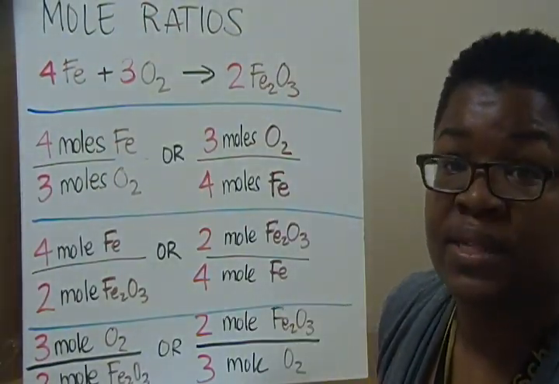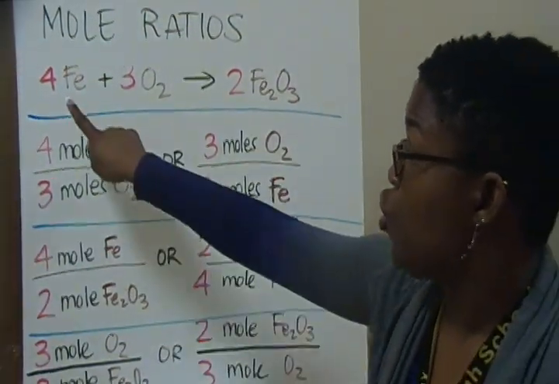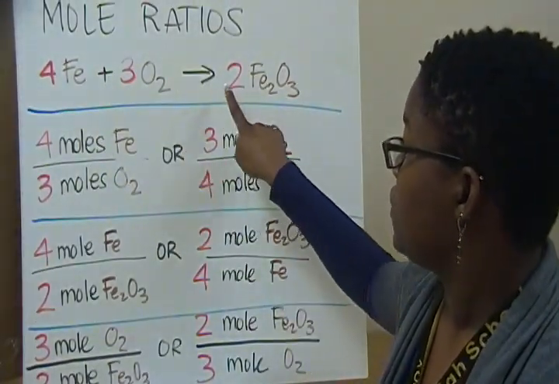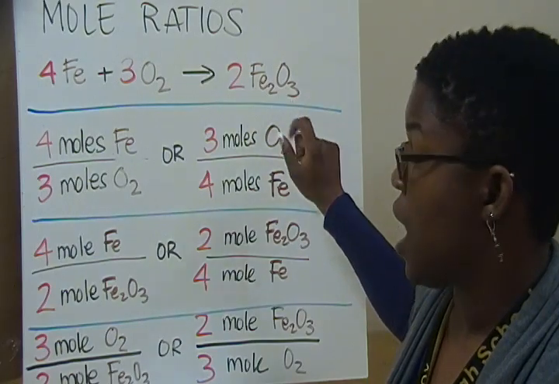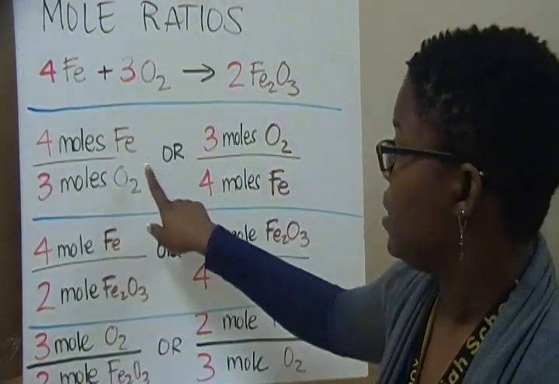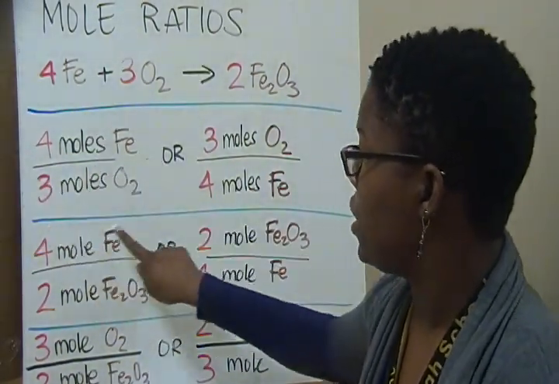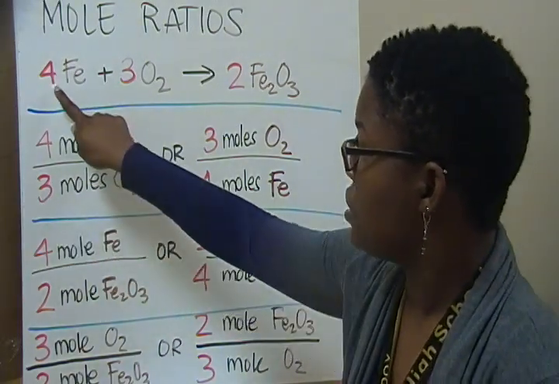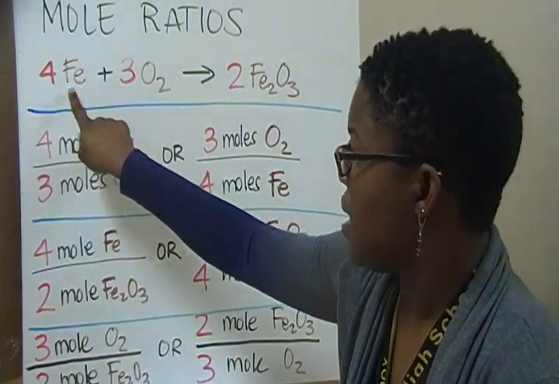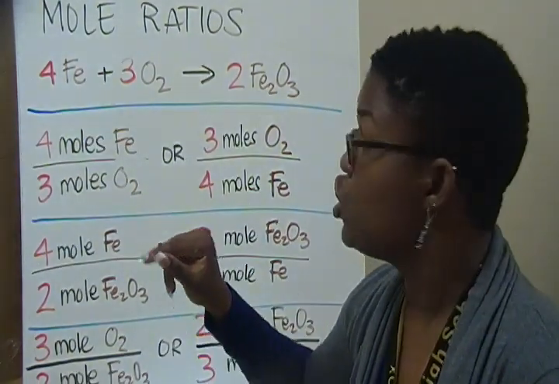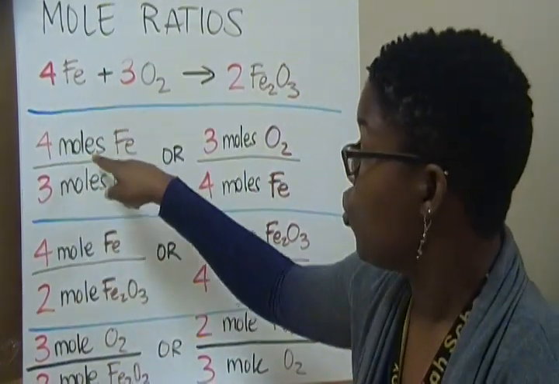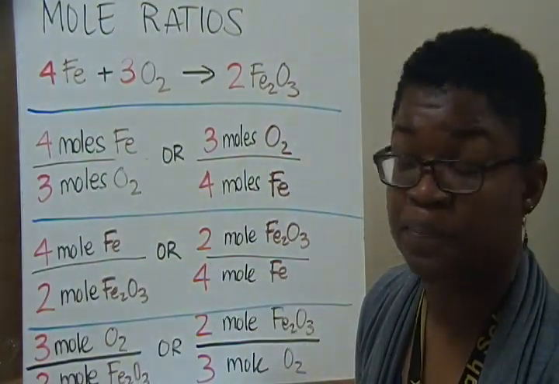So what we can see here is the exact same equation. We have 4 irons plus 3 oxygens gives us 2 iron 3 oxides. Keep in mind here that we have one ratio, 4 moles of iron for every 3 moles of O2. Those numbers come directly next to what it's in the equation. So iron is next to a 4, it stays next to a 4. The only difference is we shove in moles in the middle.